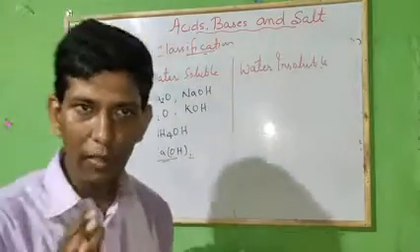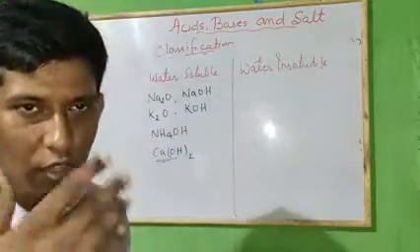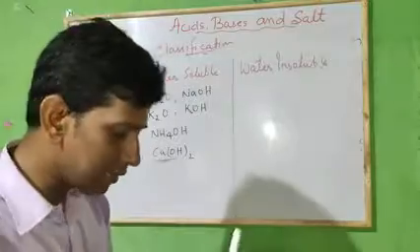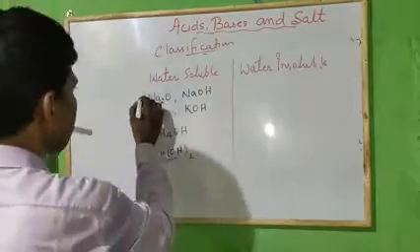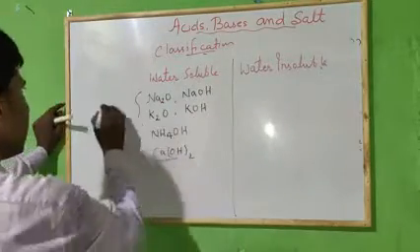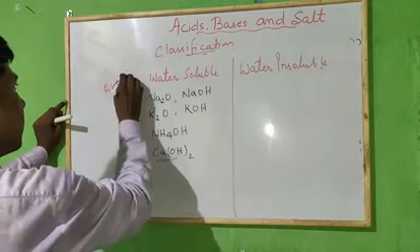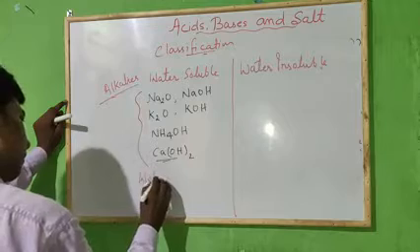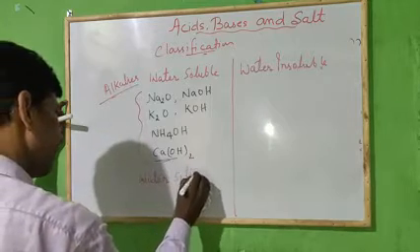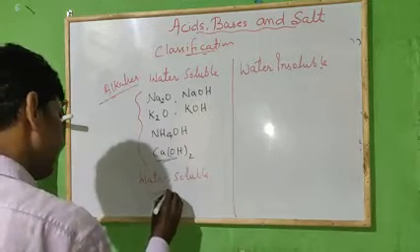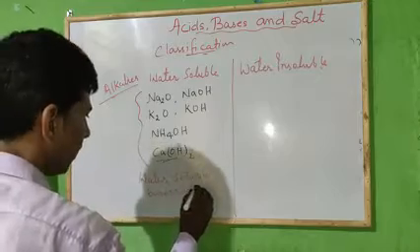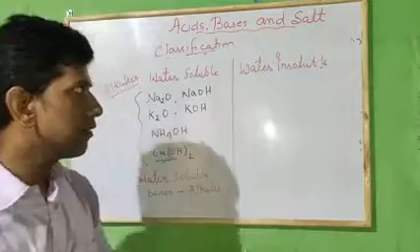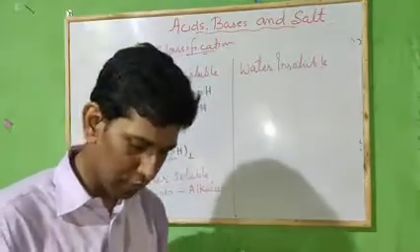And dear children, you have to know that the bases which dissolve in water are called by a special name, that is alkalis. So water soluble bases are called alkalis. Clear? There are certain water insoluble bases also.